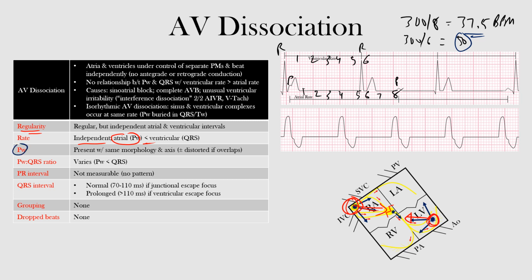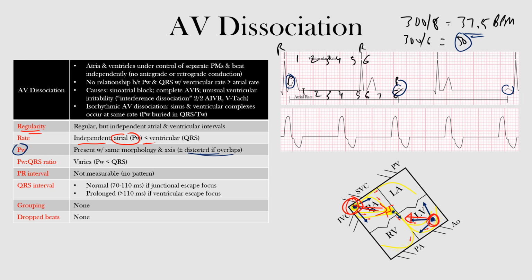In terms of the P waves, we'll have the same morphology throughout, okay, and the axis will be the same. So notice our P wave here is the same as that one that follows. But sometimes we'll have P waves that are distorted, especially if they overlap with other waveforms, as we saw here, okay? You can't really make out the P wave because it's buried within it. Pretty much the P waves are just marching out at their own rate there.